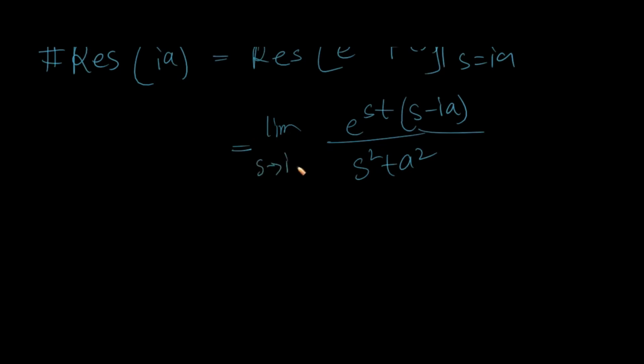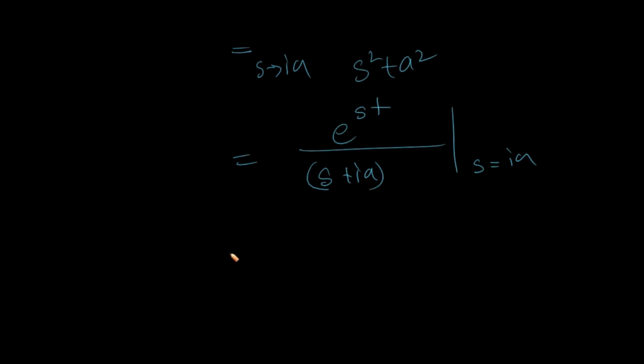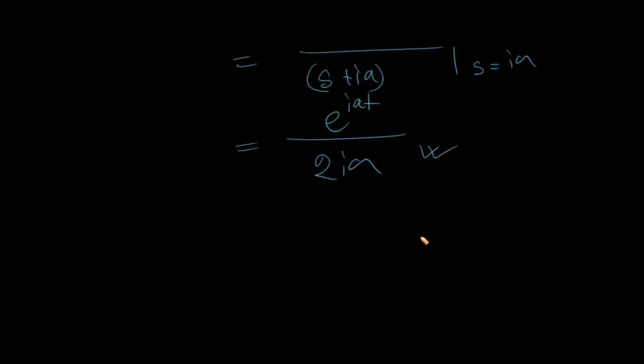Limit s goes to ia, and this will be just e to the power st over s plus ia, right? Then if you evaluate the limit, you have to put s equals ia, or you can directly put it on this line as well. I'm not going to do that, just for more details. So now put s equals ia and you are done. This is one of the residues, right?